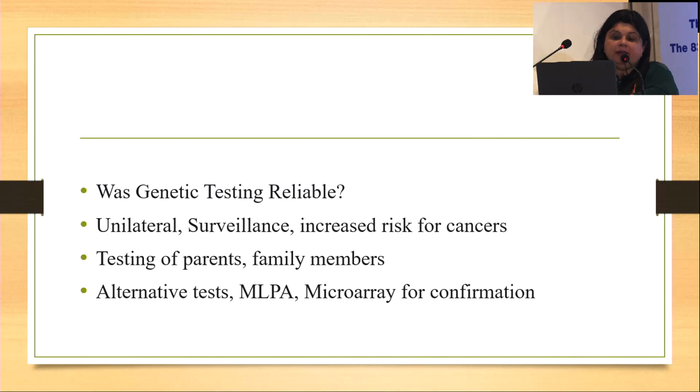Now, I don't know whether we should go to another company or the same one for systemic genetic testing. So the question here: was the genetic testing reliable? If it was, it's positive in a unilateral case, so this child requires more surveillance, assuming that the child has an RB1 mutation. It requires a greater degree of surveillance. He may be prone to increased risk for cancers, not just RB. And then we should do testing of parents and family members for genetic counseling. But if it is not, then what are the alternative tests? Should we go for MLPA, microarray, or other testing where this can say that no, this is not a correct finding?